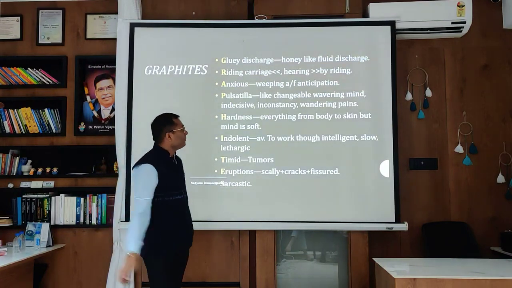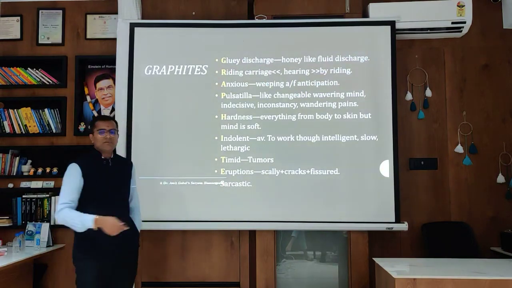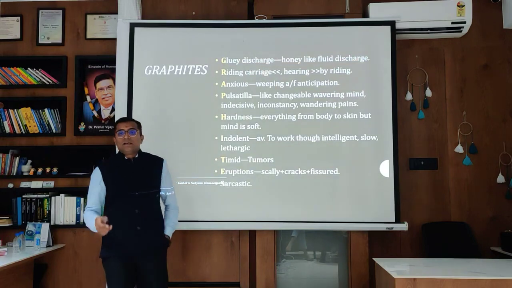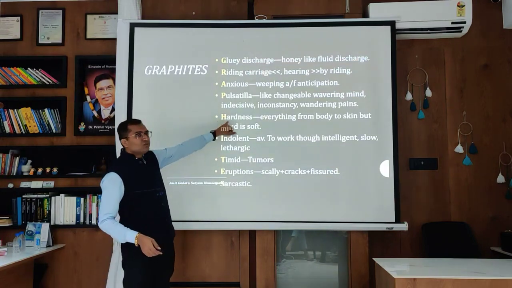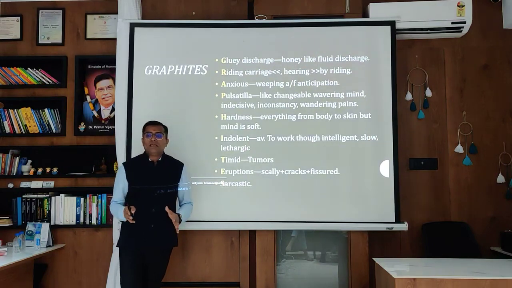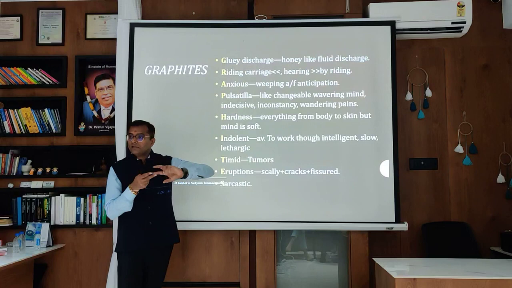The pulsatilla-like symptoms: changeable and wavering mind, indecision, inconstancy, wandering pains and everything. Again, fibrin excess. Fibrin excess leads to hardness and thickness everywhere in the body, but at the level of mind it is soft. So what is the very different aspect of understanding?